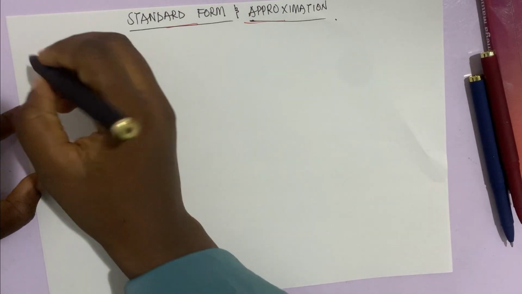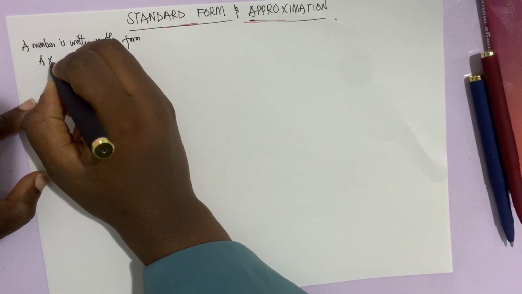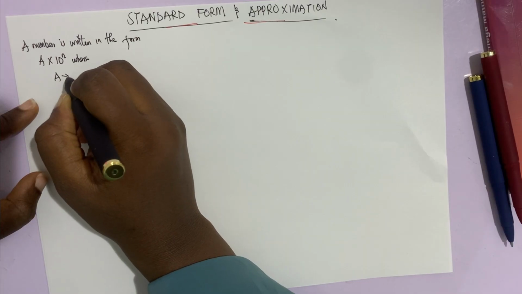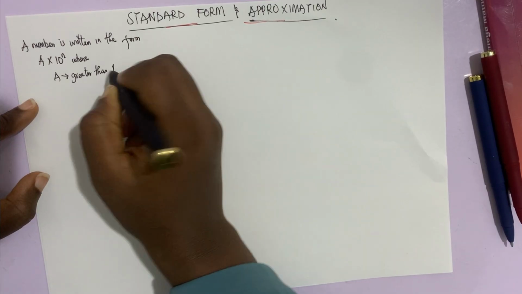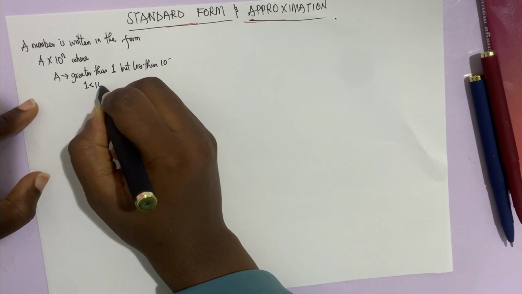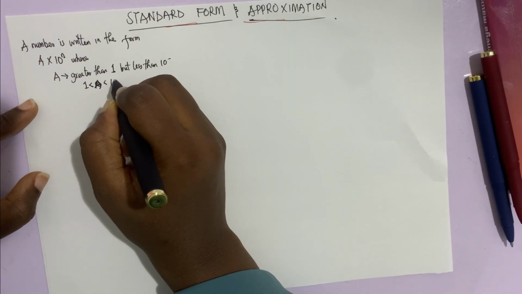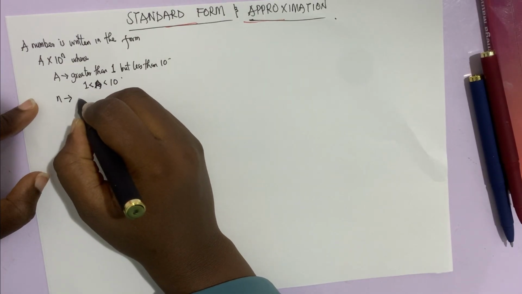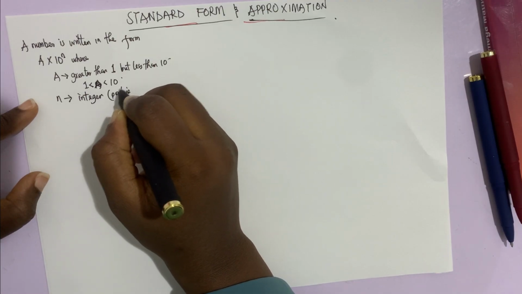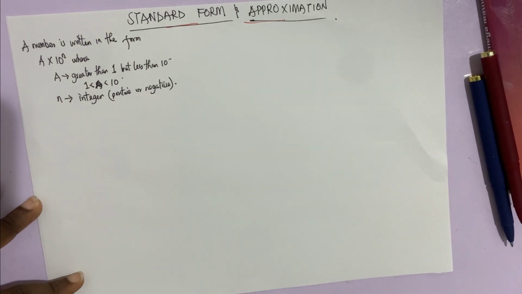It is when a number is written in the form a times 10 raised to power n, where a is greater than 1 but less than 10, while n is an integer. It could be positive, it could be negative. Now, that's basically what standard form is.